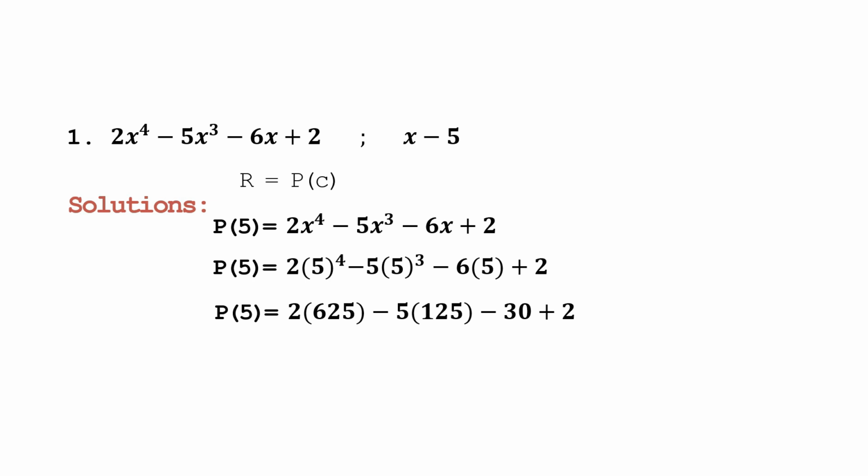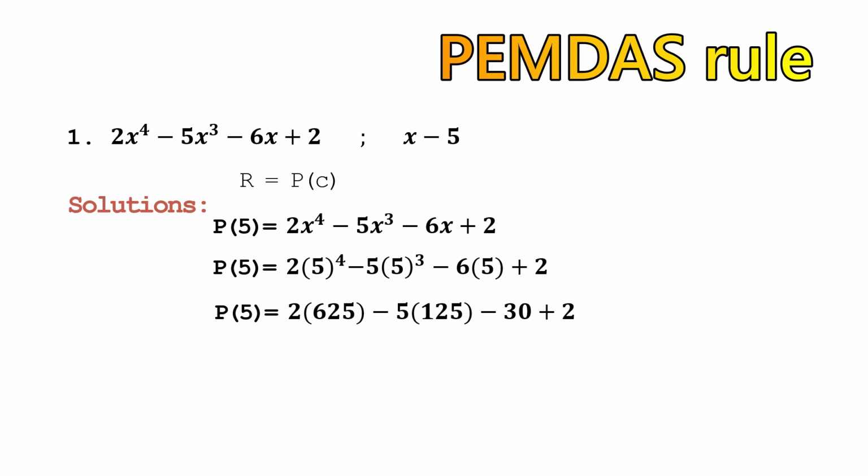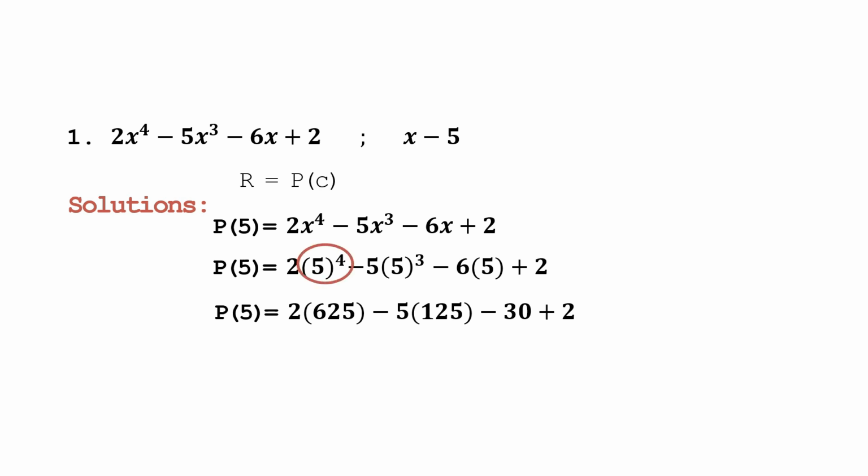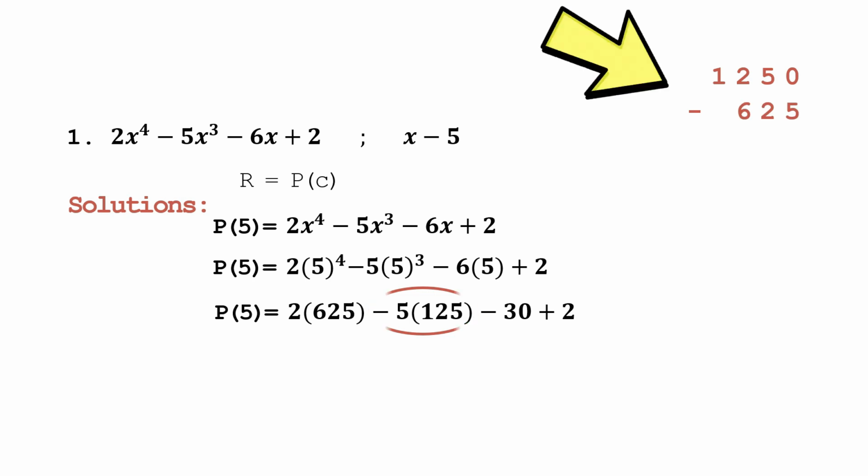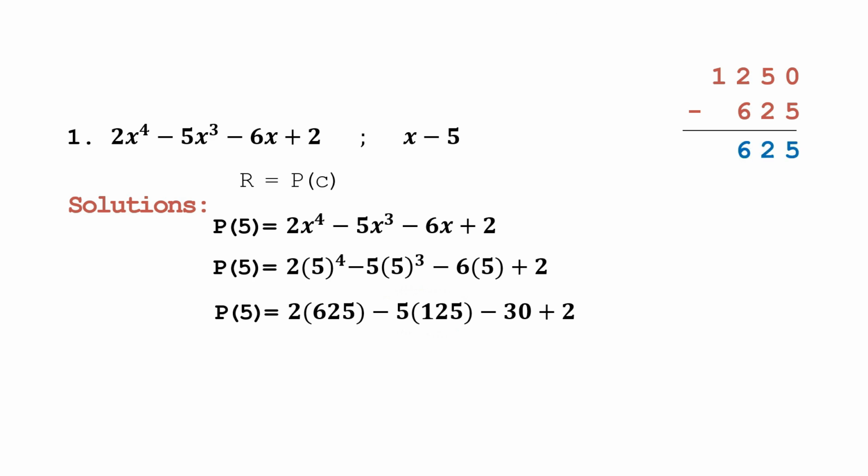Let's work on those numbers inside the parentheses. Always remember that we have to follow PEMDAS. So let's simplify 5 raised to 4, that's equal to 625. Copy minus 5, and then 5 raised to 3 is equal to 125. Negative 6 times 5 is equal to negative 30, then copy plus 2. Simplify further, we have 2 times 625, that's equal to 1250. Negative 5 times 125 is equal to negative 625. Let us subtract these two numbers. We'll have the answer of 625.